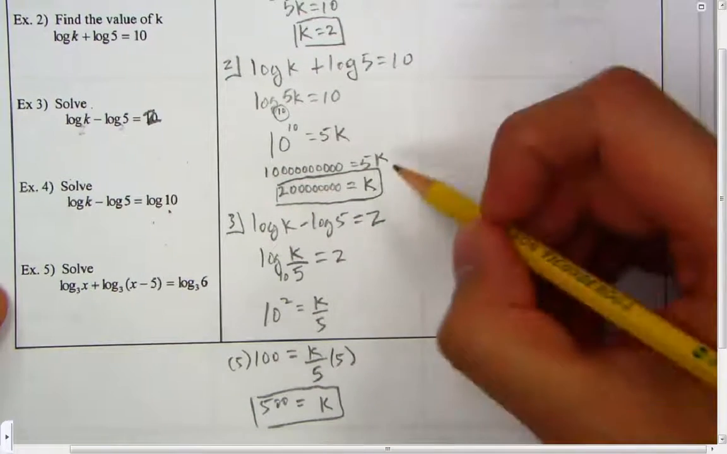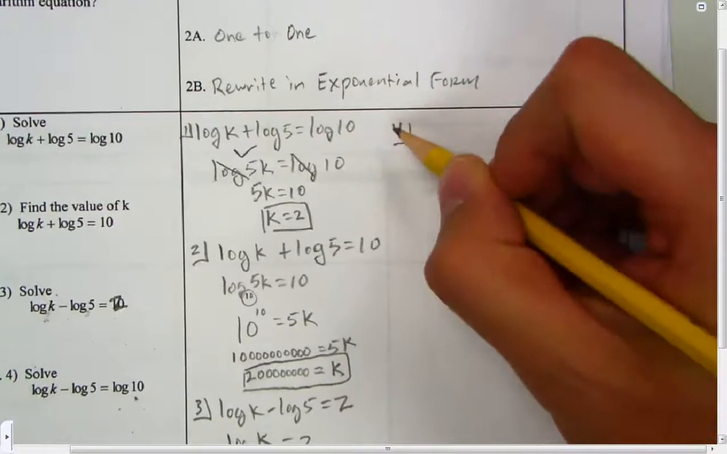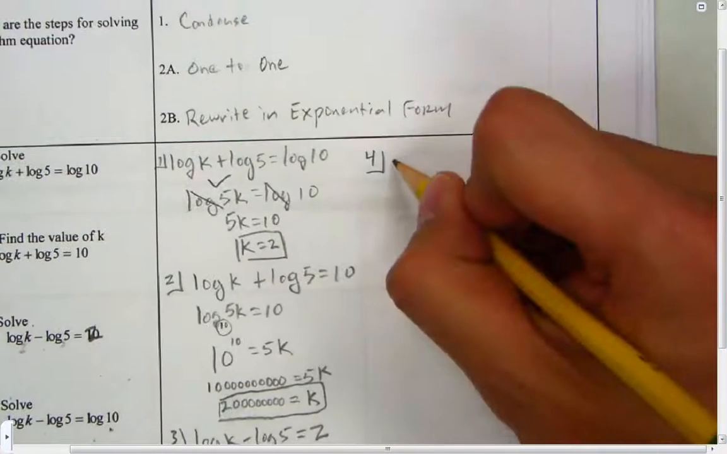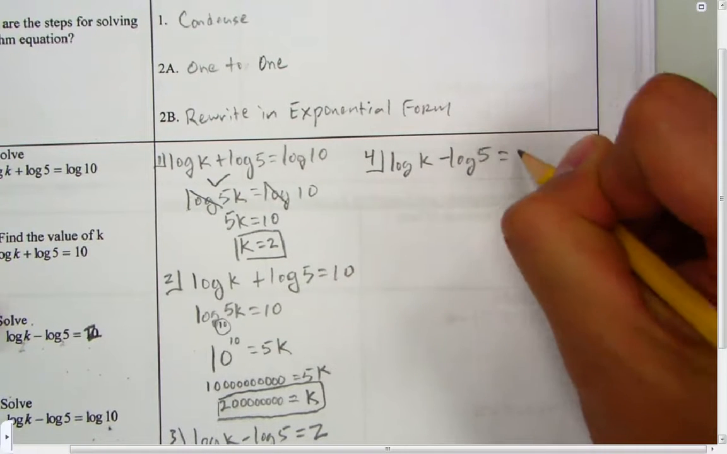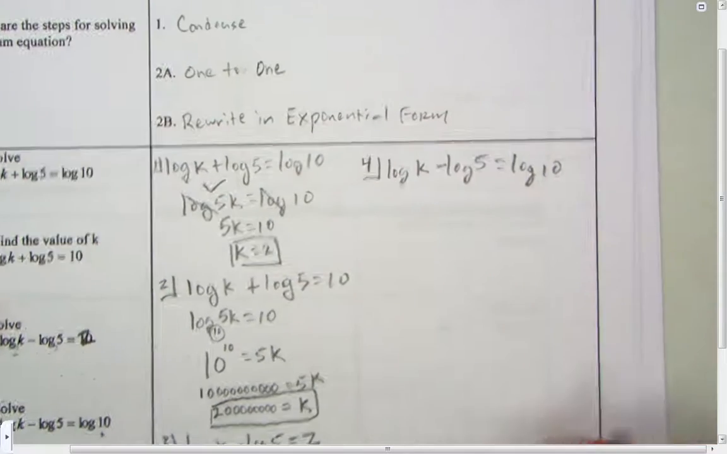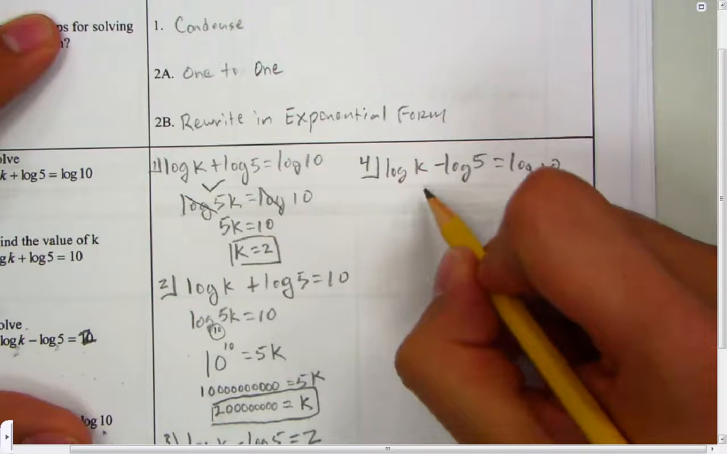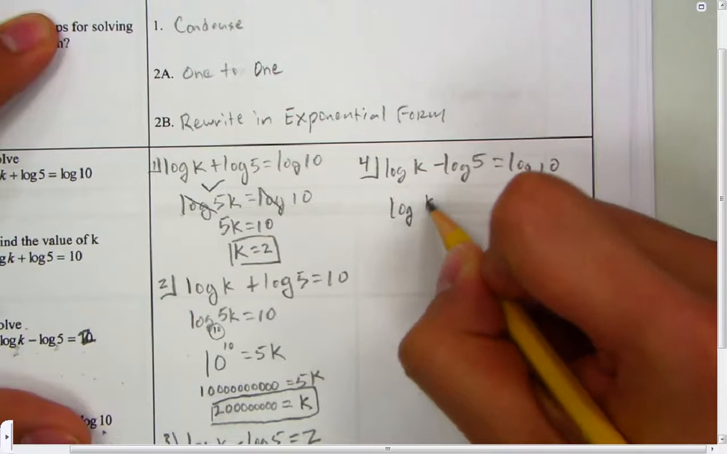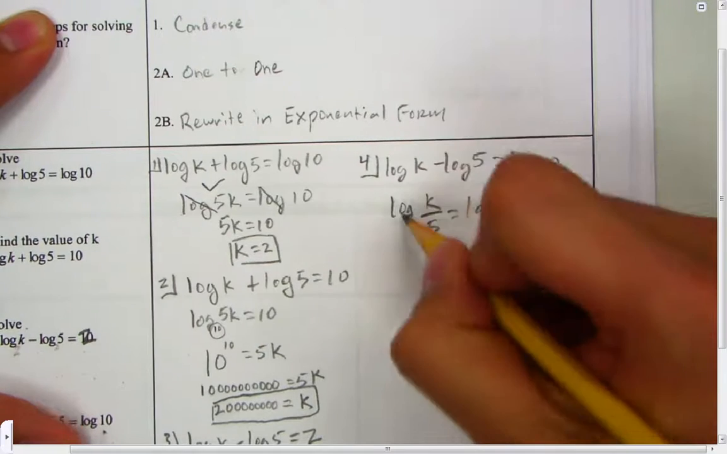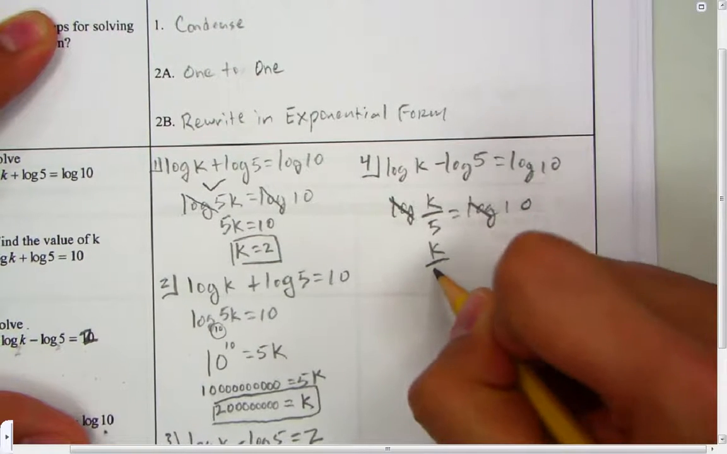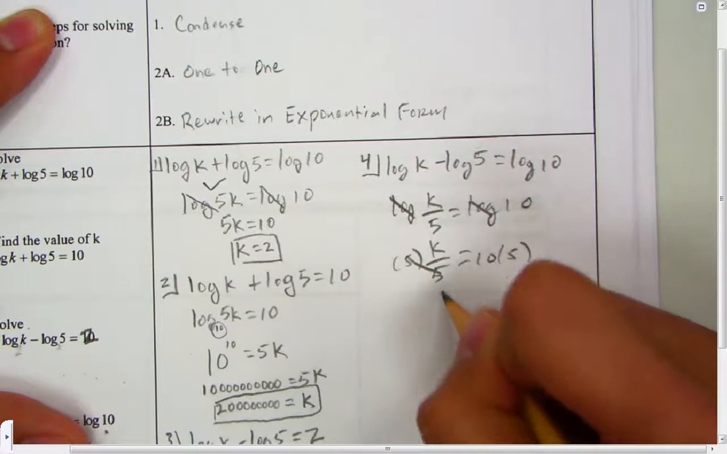Okay, example number 4. I'm going to copy the problem. Log k minus log 5 equals log 10. The first step is to condense. So I'm going to condense these. So this is going to be log k divided by 5 equals log 10. It's a 1 to 1, so the logs cross out. So k divided by 5 equals 10. I'm going to multiply by 5 on both sides. So k equals 50.